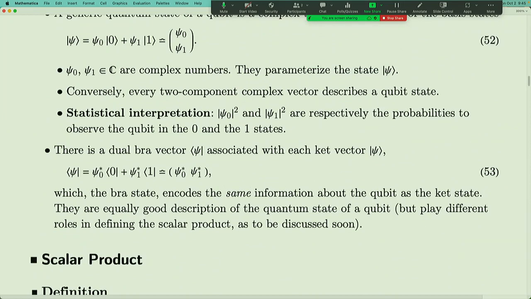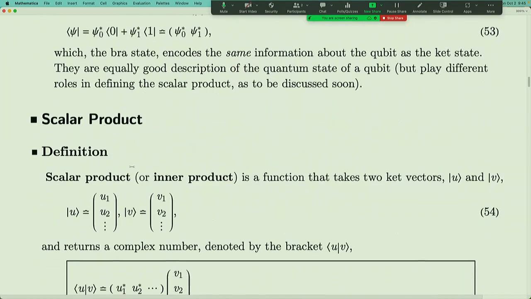Okay, so what we have learned today is that quantum states can be described by vectors, either ket vectors or bra vectors. A ket vector is a column vector, a bra vector is a row vector. They are dual to each other in the sense that they are related by transpose followed by complex conjugation. Any vector also represents a state of the quantum system.